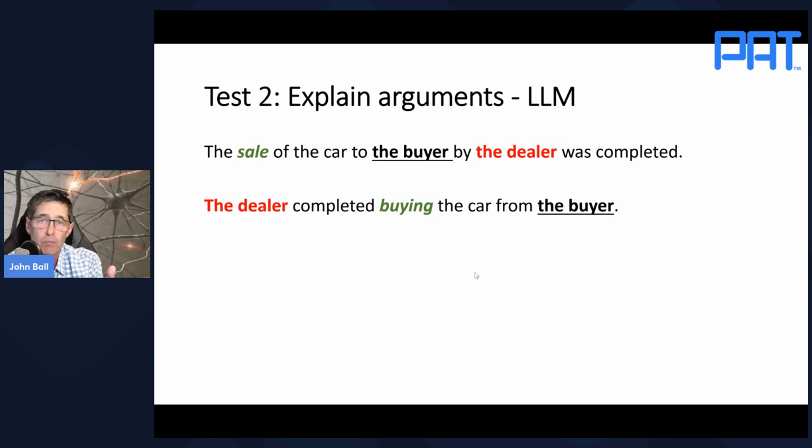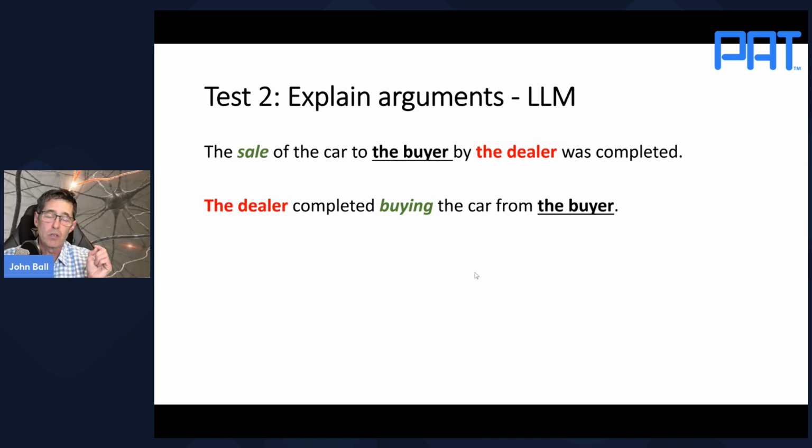It's not the same word, but we understand that there's a transfer of goods when you buy that's very similar to the transfer of goods when you sell. There's some subtle distinctions there, but a normal human being that speaks English with probably an intelligence of an 8-year-old or something would probably understand this sentence. If the dealer completed buying the car from the buyer, you can then ask questions like who bought it or who sold it, and a child would understand that.